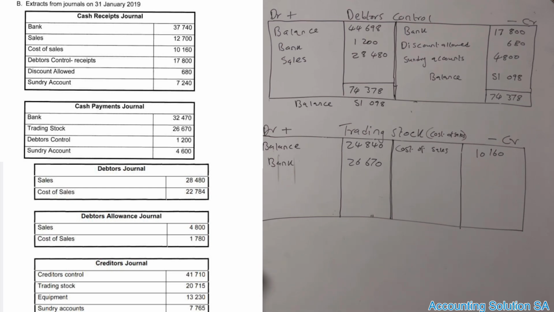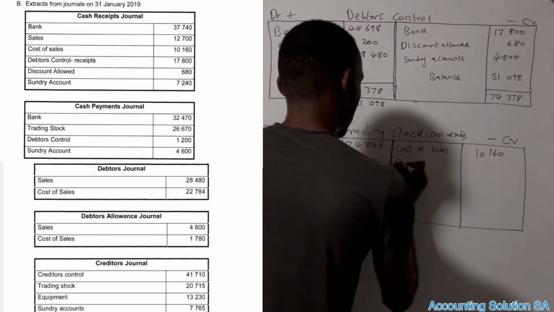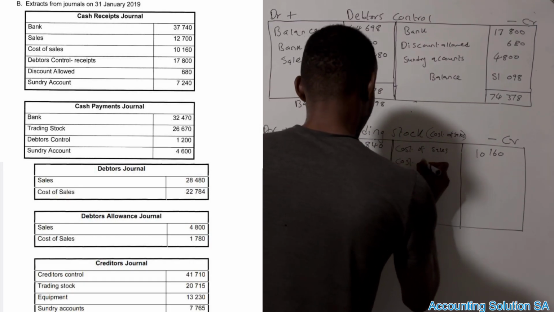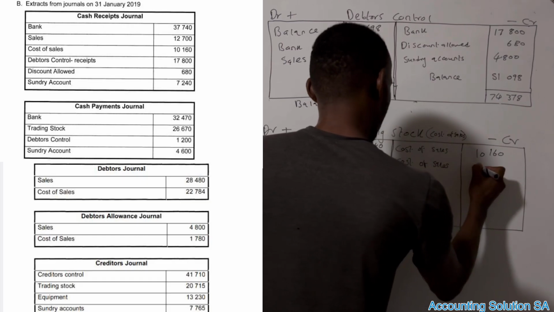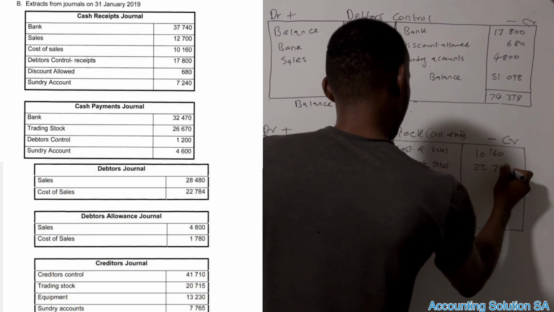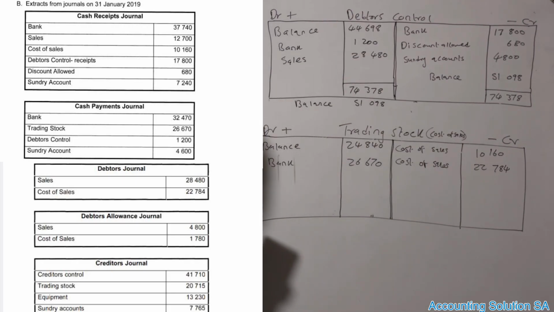The next one, debtors journal. There is a debtor who purchased stock, which means that this stock is gone. A cost of sales. We sold it on credit. Cost of sales, it was 22,784. Okay.